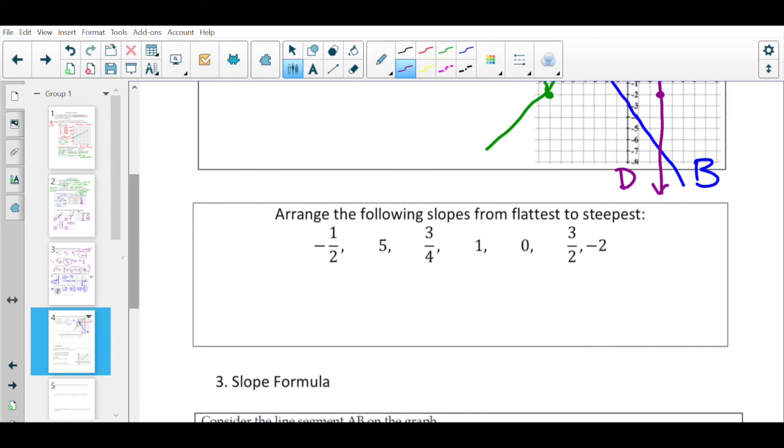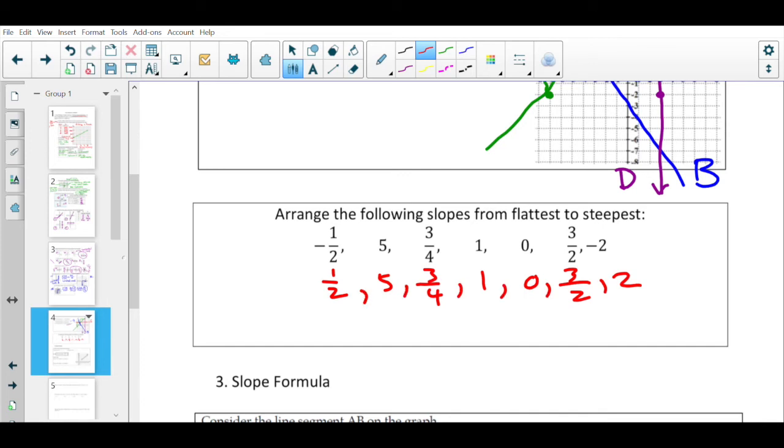Range of falling slopes from flattest to steepest. So we don't care about negative signs here. We're just looking at how flat or steep the slope is based on what it looks like. So when we do that, we just look at the number. So I'm just going to say 1/2, 5, 3/4, 1, 0, 3/2, and 2. Let's just get rid of the negative sign so it's not confusing.